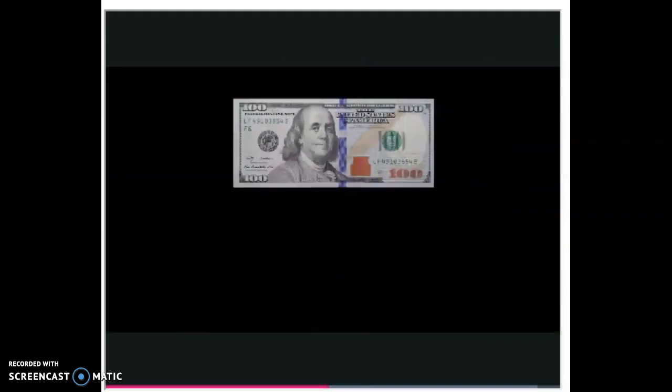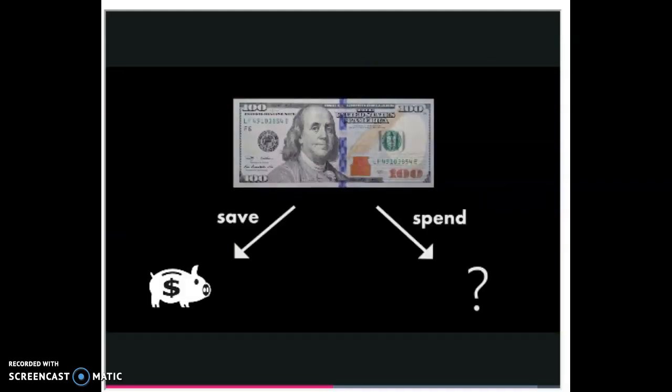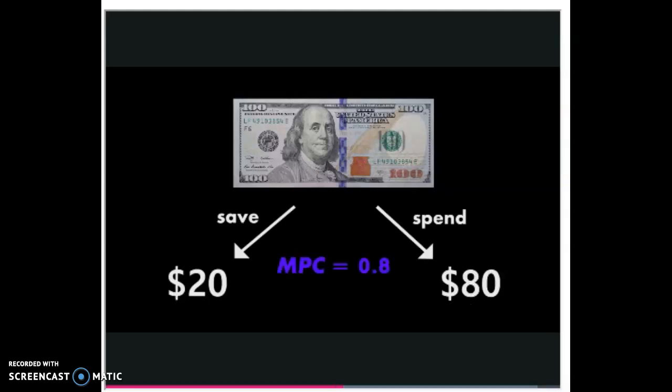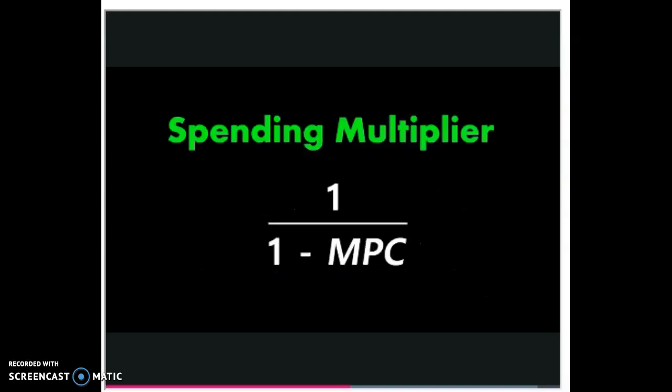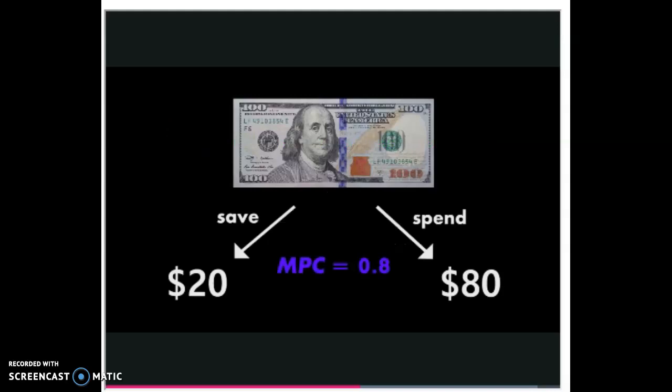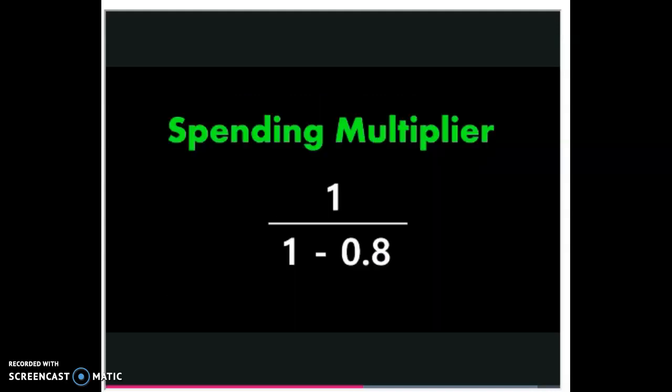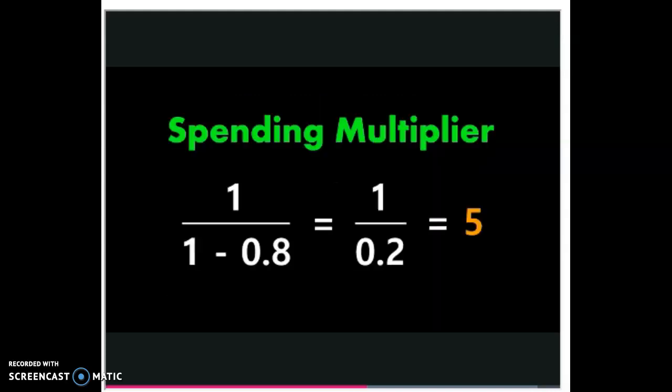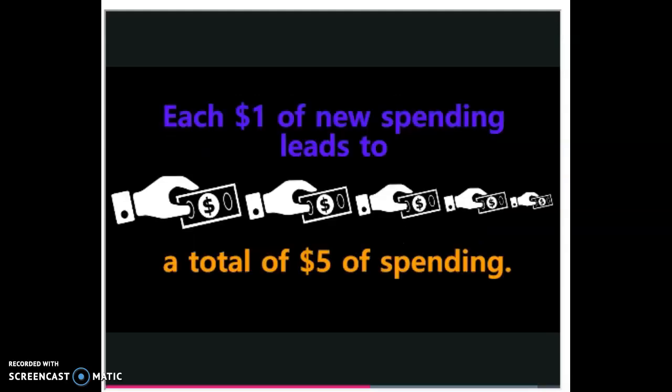If you received $100 today, how much of that would you spend? If you'd spend $80, which is 80%, and save the rest, then your marginal propensity to consume is 0.8. The spending multiplier is 1 over 1 minus the marginal propensity to consume. So if the marginal propensity to consume is 0.8, the spending multiplier is 1 over 1 minus 0.8, which is 1 over 0.2, which is 5. In that case, each $1 of new spending in the economy results in a total of $5 of spending.